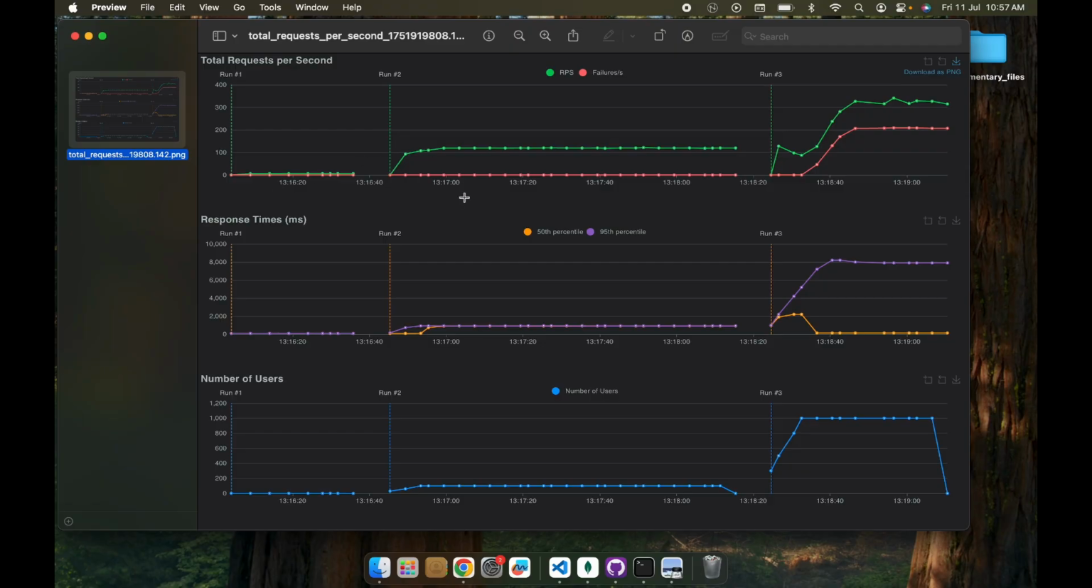In the second run, we changed the number of users from roughly 10 to roughly 100. And here we can see the first readable results on the chart.